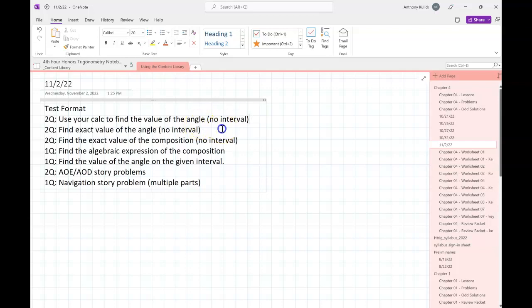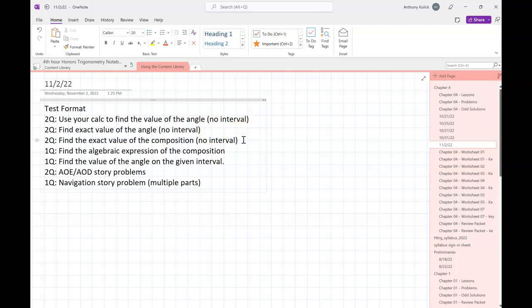Okay. Find the exact value of the angle, no interval given. Since you're asking for an exact value, what do you have to use? Unit circle. Because no interval is given, what do you have to use as your interval? The range. That you might have to be careful about, right? Everybody's cool? Okay.